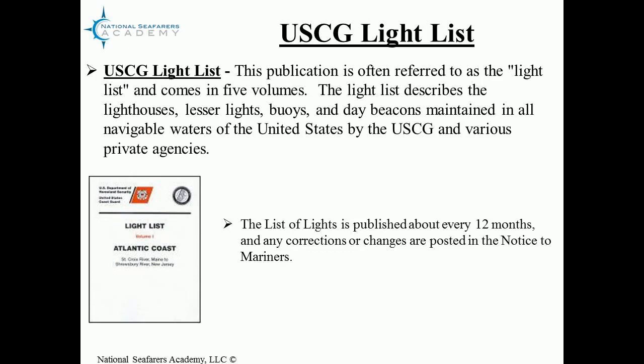The U.S. Coast Guard Light List. This publication is often referred to as the Light List and comes in 5 volumes. The Light List describes the lighthouses, lesser lights, buoys, and day beacons maintained in all navigable waters of the United States by the U.S. Coast Guard and various private agencies. The Light List is published about every 12 months, and any corrections or changes are posted in the Notice to Mariners.